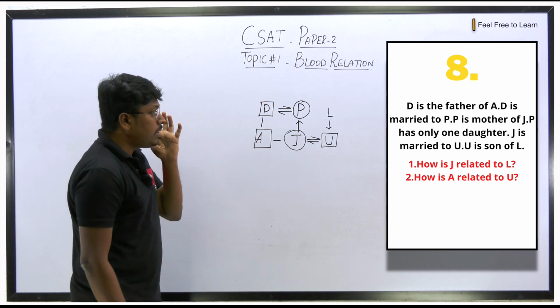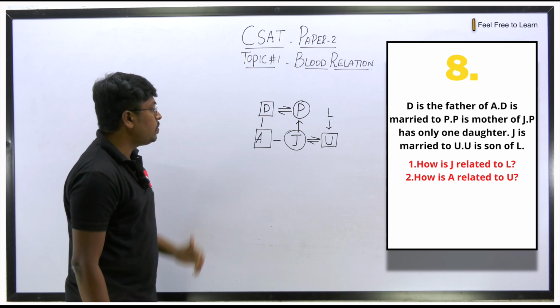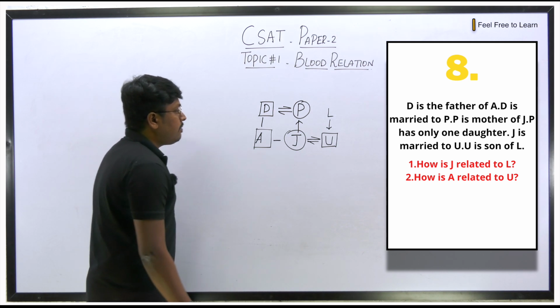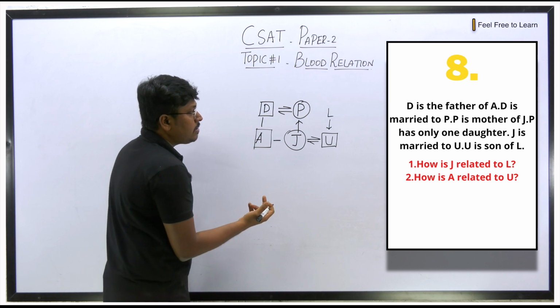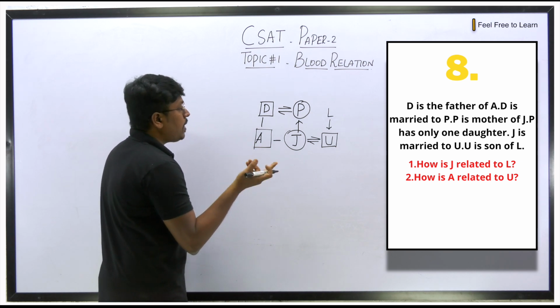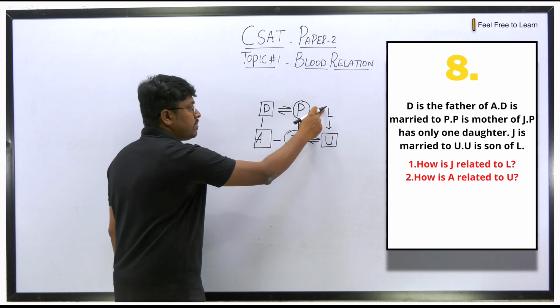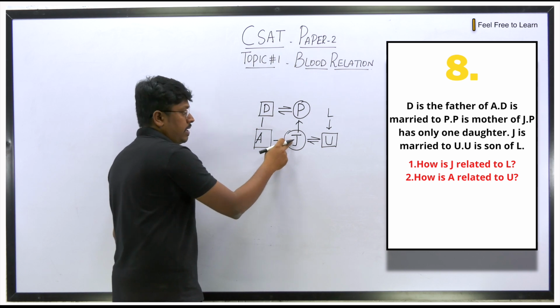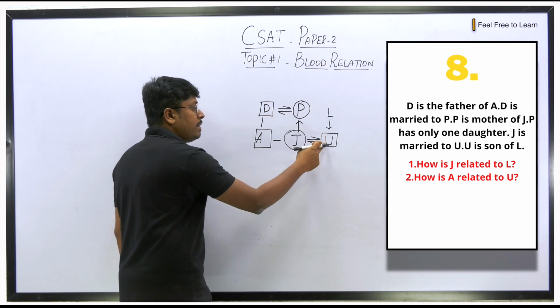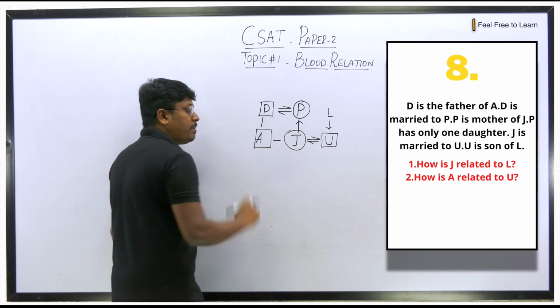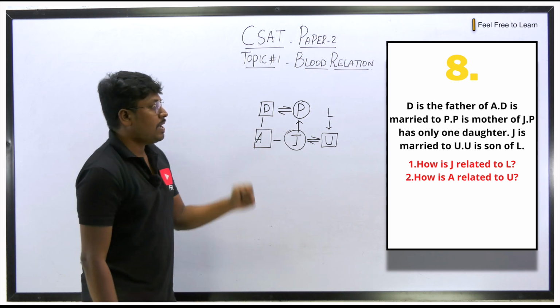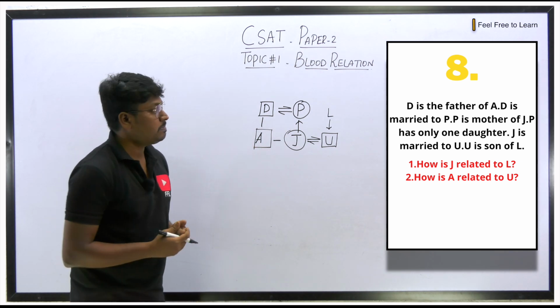So what is the question here? How is J related to T? So from T, our target is to find, where is T here? Sorry. How is J related to L? So from L, our target is to find the relation of J. From L, U will be the son. So son's wife should be called daughter-in-law. So the answer for this question is daughter-in-law.